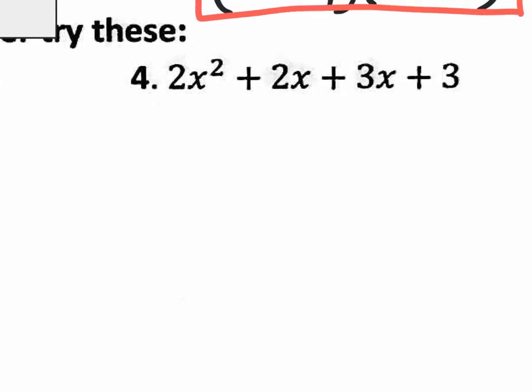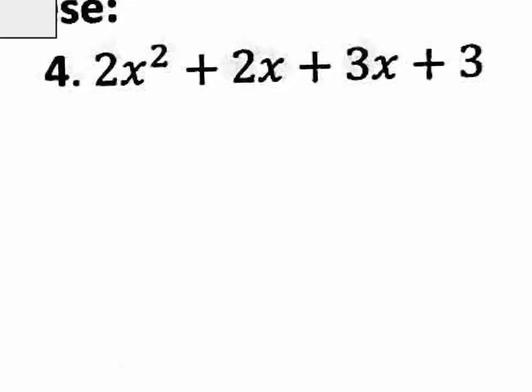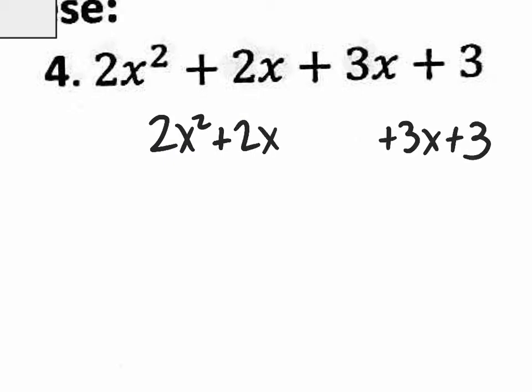Number 4 right here. Have you guys tried this one? Try it, please. Step 1, make two groups. 2x squared plus 2x, space, positive 3x plus 3. Factor something out of your first group. What could you pull out of that first group? A 2 and an x. If I pull out a 2 and an x, what's going to be left over on the inside? X plus 1.